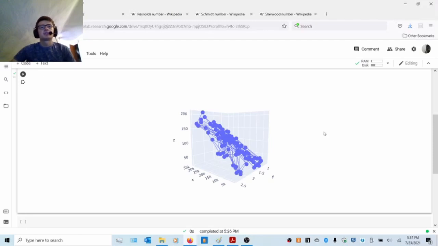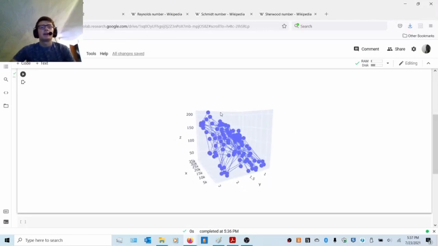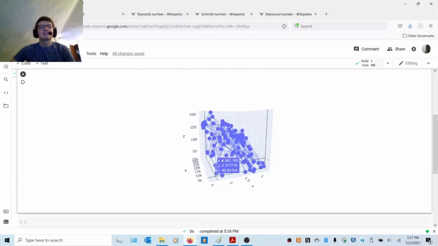But there's a lot of issues with this, right? First off, all the points are plotted correctly. It did that well. But there are all these lines connecting them, and that's because Plotly just assumed that the order of these points was important. But in reality, it's not. We just generated them randomly. The order, which experiment we did after which experiment, doesn't matter at all. So we need to get rid of these lines.